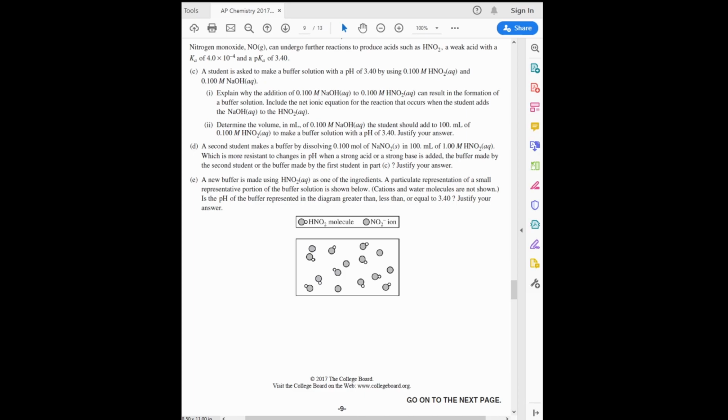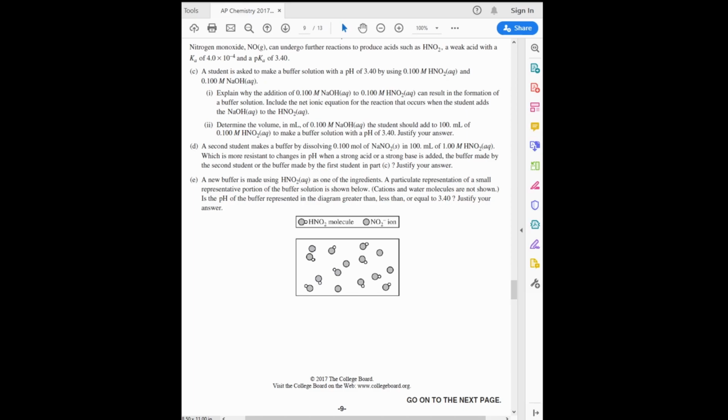Well, if we think back or remember, buffer capacity is based on two things. The first is the concentration, and the second is how close that buffer is to the pKa value. In this case, we're not told anything about how close the buffer is to the pKa value, though in C we explicitly say it's at 3.4. We don't have that information in D, so we can't make a comparison there. What we can say, however, is that there is a larger concentration of HNO2 and NO2 minus in the second solution made by the student in D than there is in C.